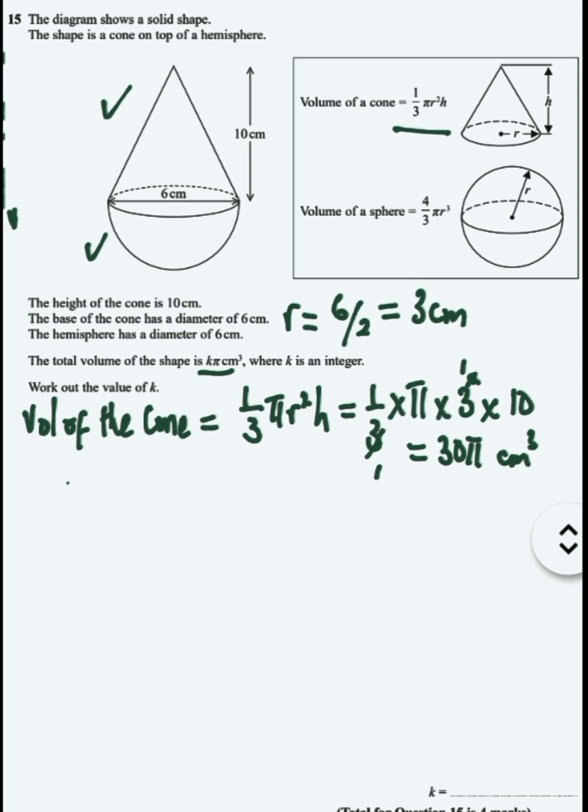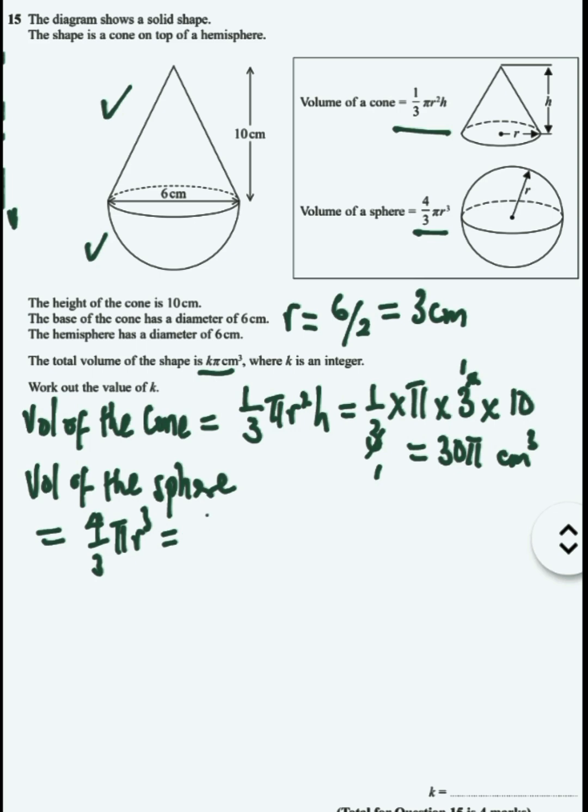All right, so now we're going to find the volume of the hemisphere. First of all, what we just need to do is find the volume of the sphere. The volume of the sphere is given already as 4 over 3 pi r cube. So from there we do a substitution: 4 over 3 pi times 3 raised to the power of 3.